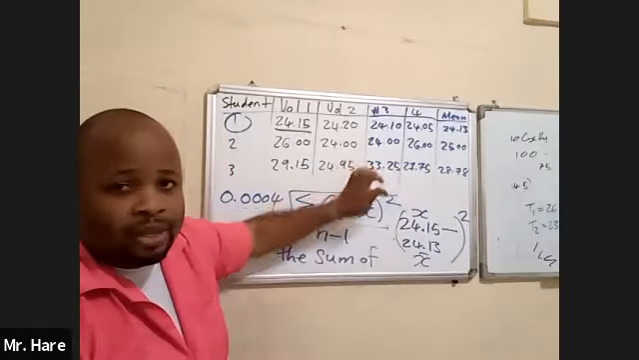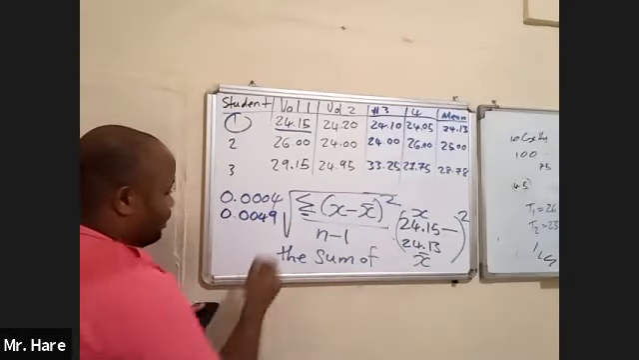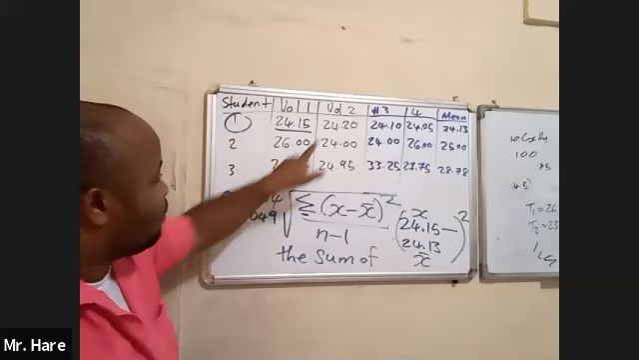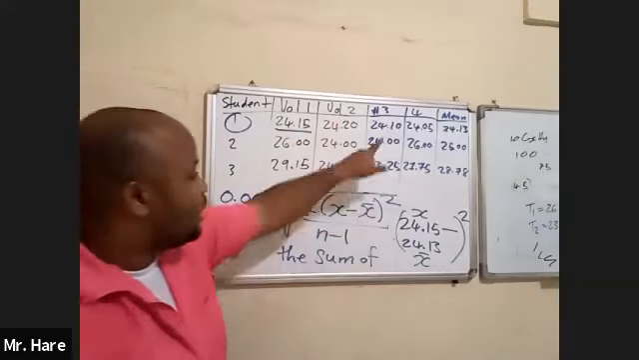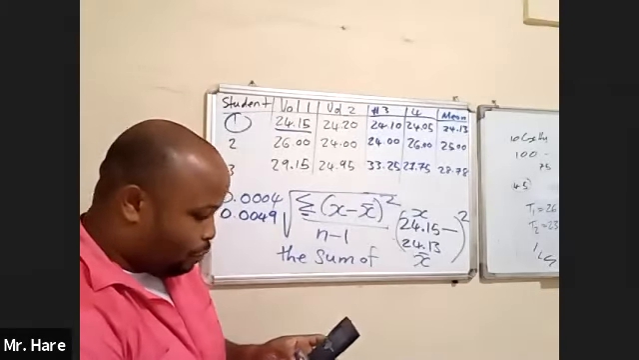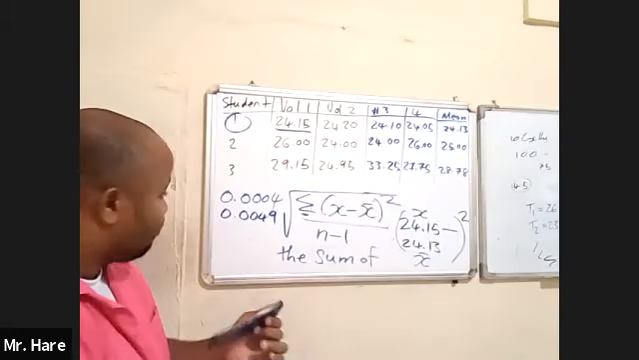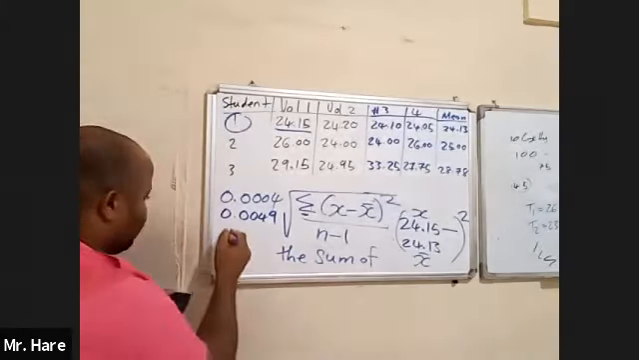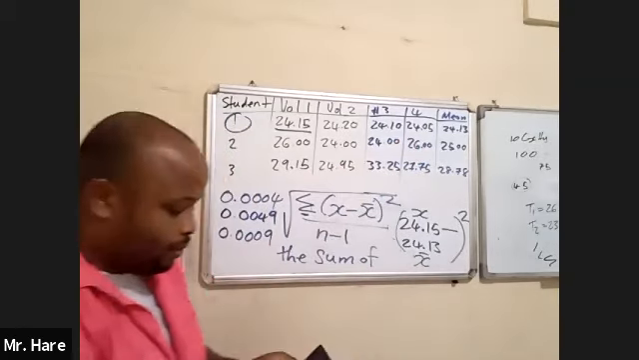And so we get 0.0049. So this is the answer for the second one. We're going to do the same thing for the third one, x minus the mean. So 24.10 take away 24.13. Whatever answer you get, you're going to square it. And our answer is 0.0009. All right? And then you go to the final one now.